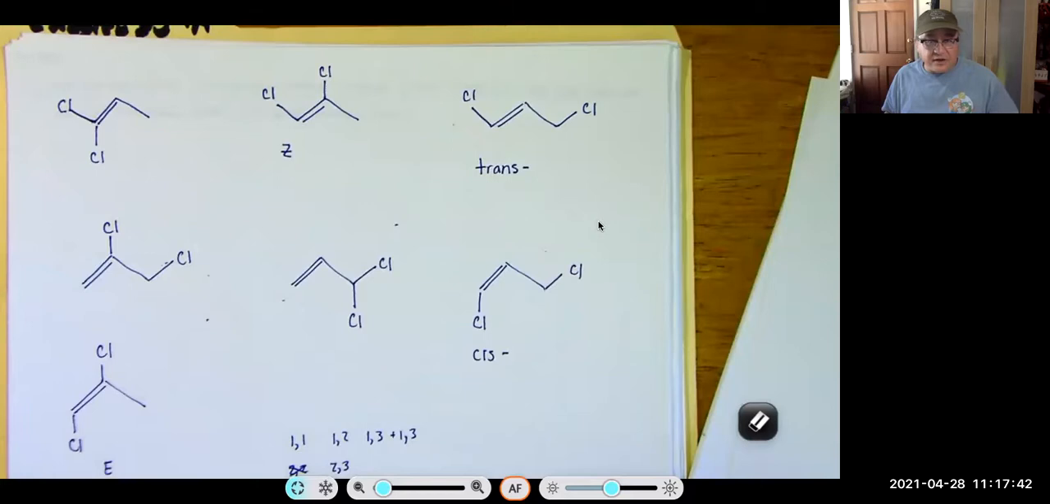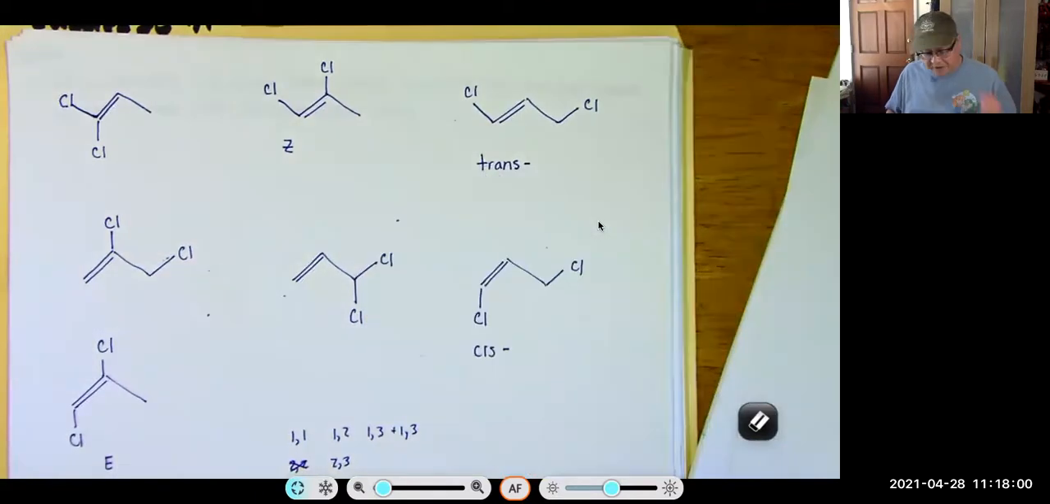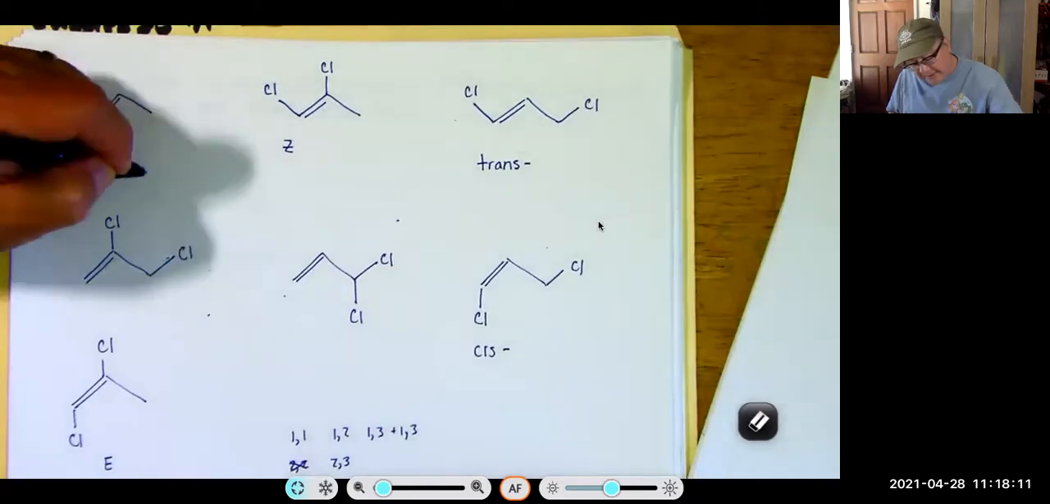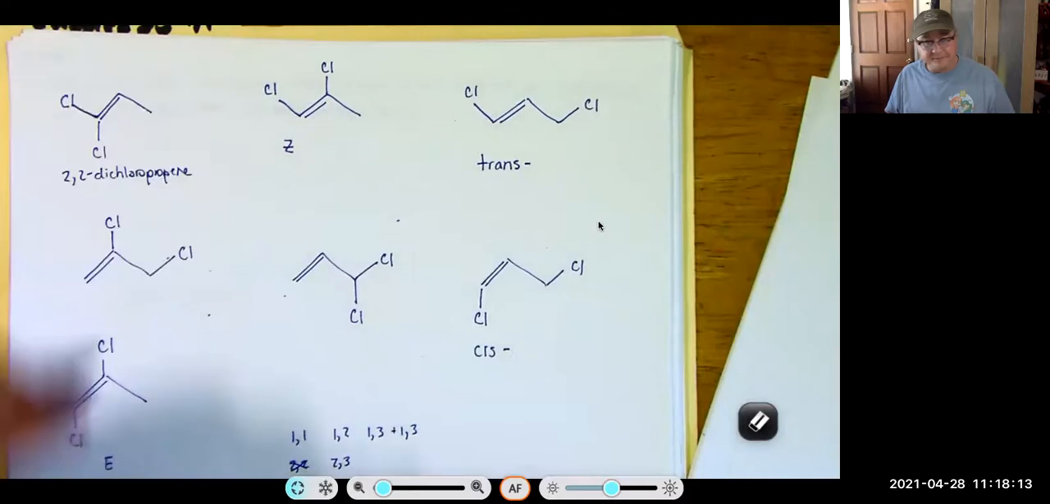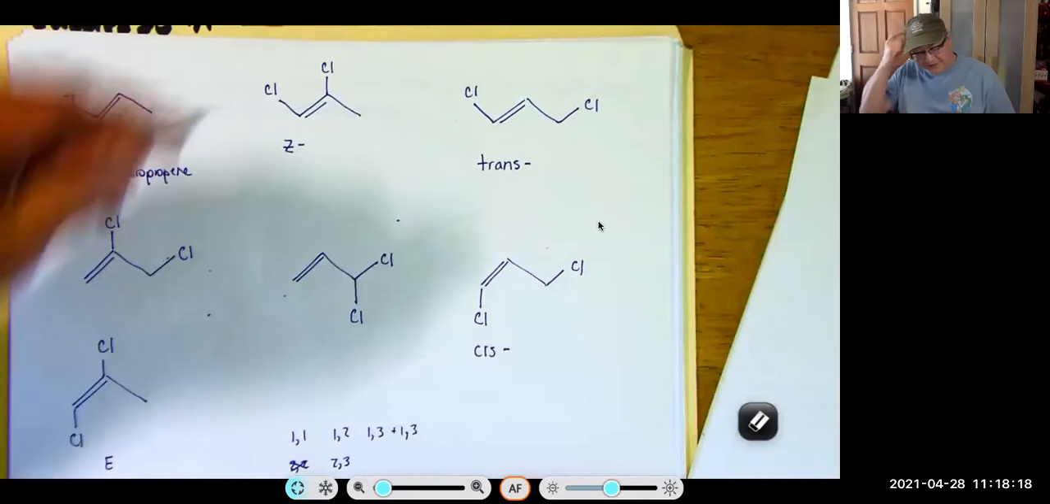And the author of this particular text is not really an organic chemist. So in his mind, this is a cis and this is a trans, and it's wrong. But you see how these two are different, but yet they're the same. Okay, so let's go ahead and name these. This is going to be 2,2-dichloropropene. This one's going to be Z, and then what are we going to call this?